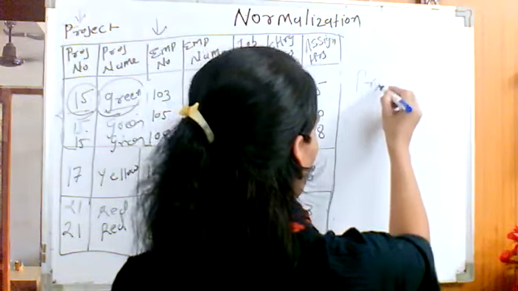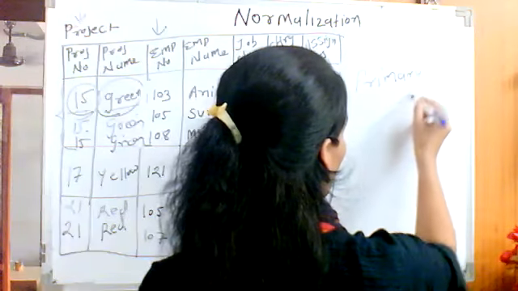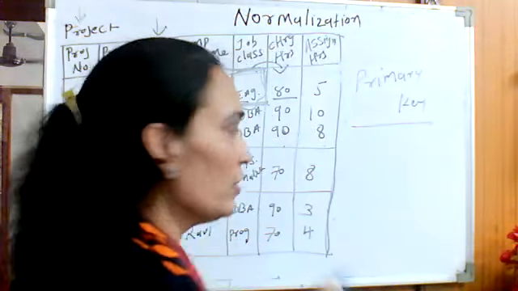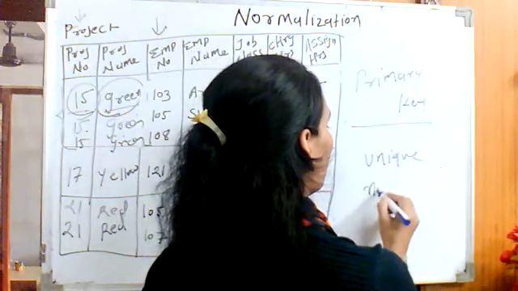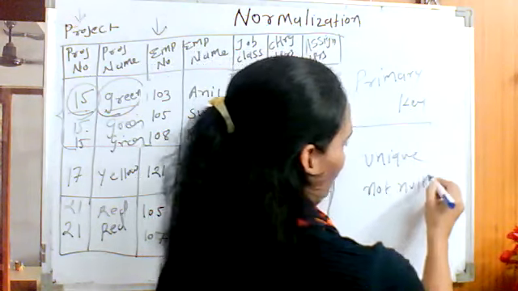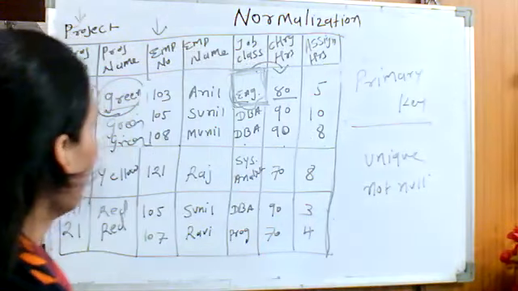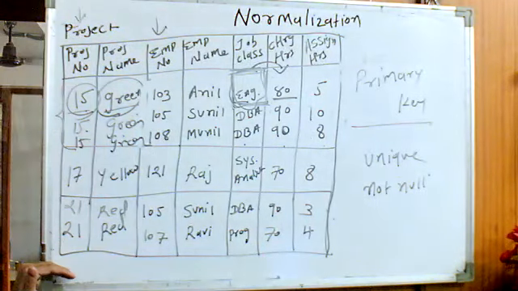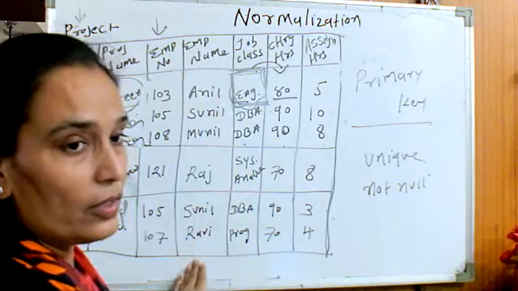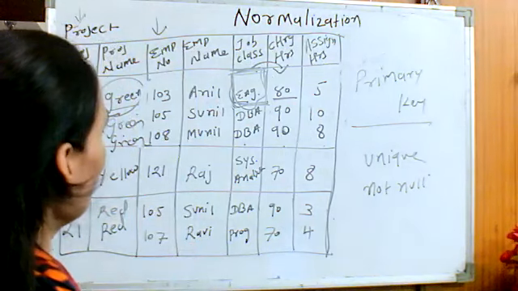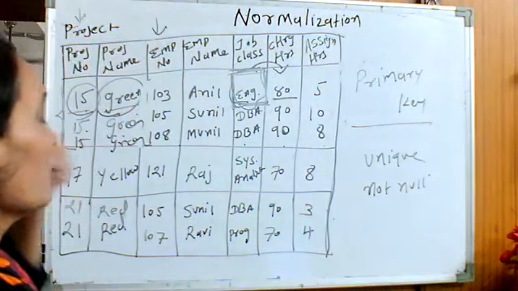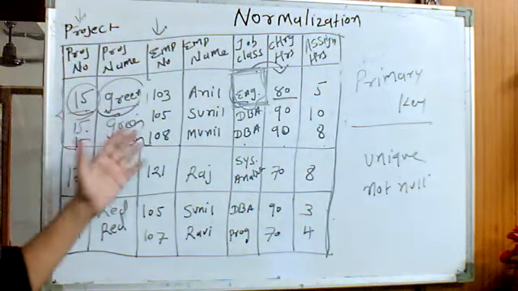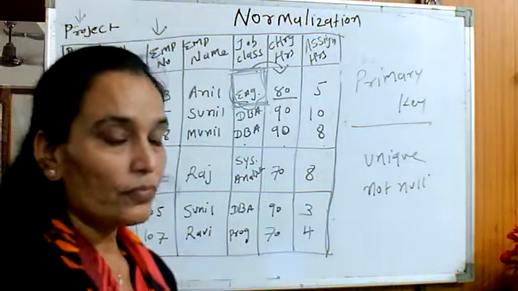What is primary key? Primary key column must be unique and not null. Okay. So there are repeating values in both columns. So we cannot assign project number as primary key. We cannot assign employee number as primary key. Then how can we assign primary key in this table?